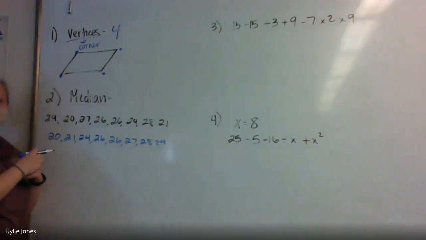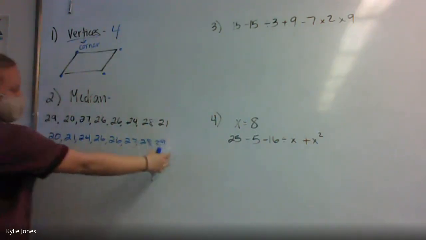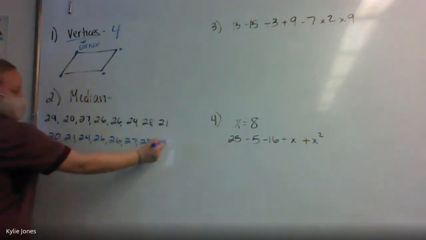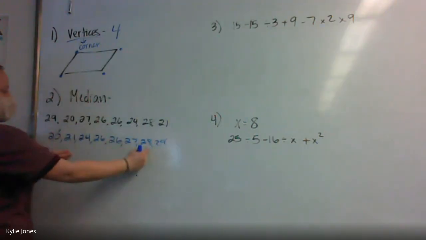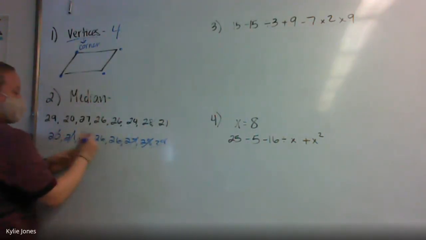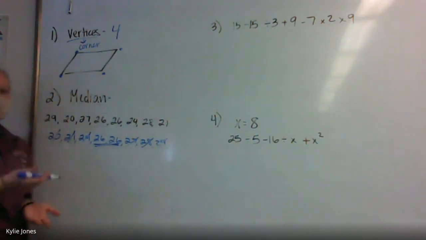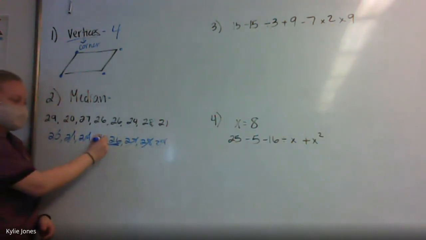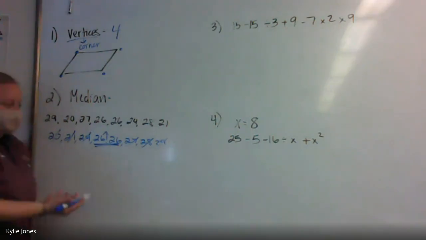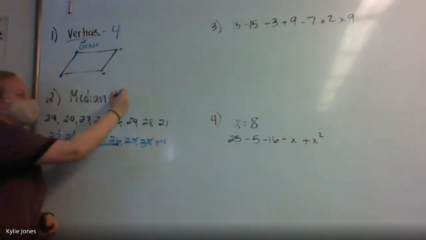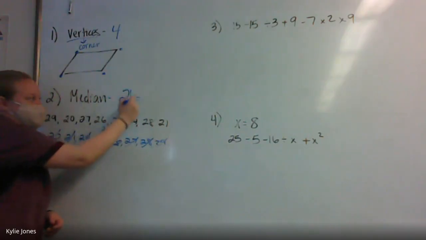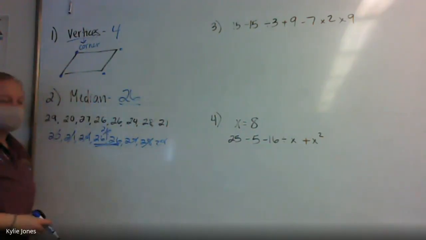We have to cross out the outer. Okay, we gotta find the middle, so we gotta go from the outside in. So we cross off our 29 and our 20. Go another step in, 28 and 21 go away. 27 and 24. And you're left with 2. In this case, it's kind of easy though. What's the middle of 26 and 26? 26. It doesn't really change. So our median is 26. Right in the middle.